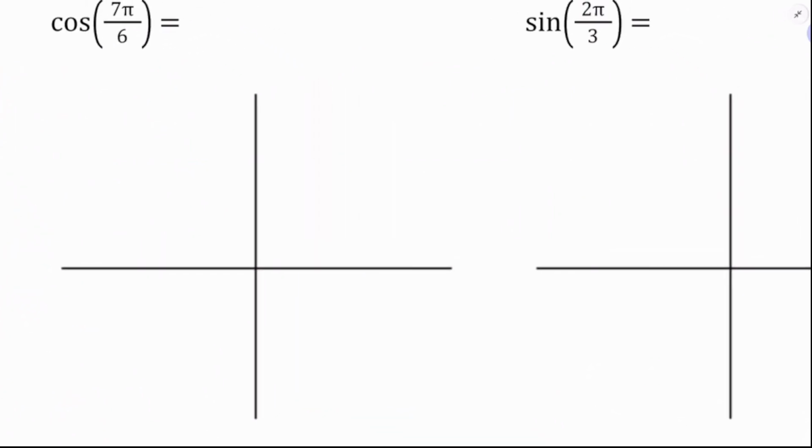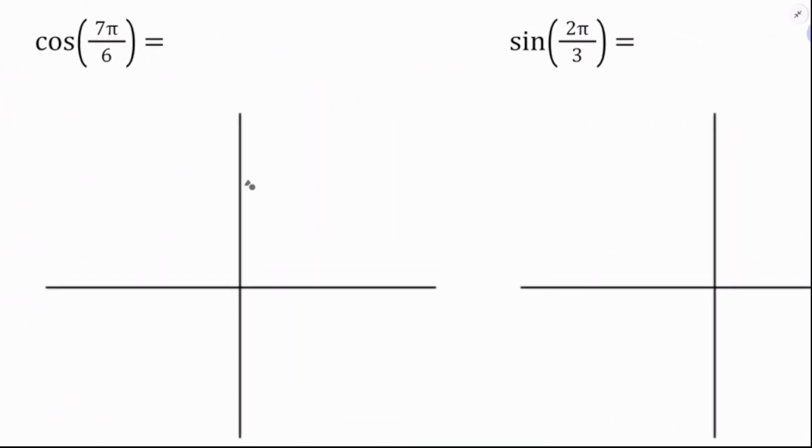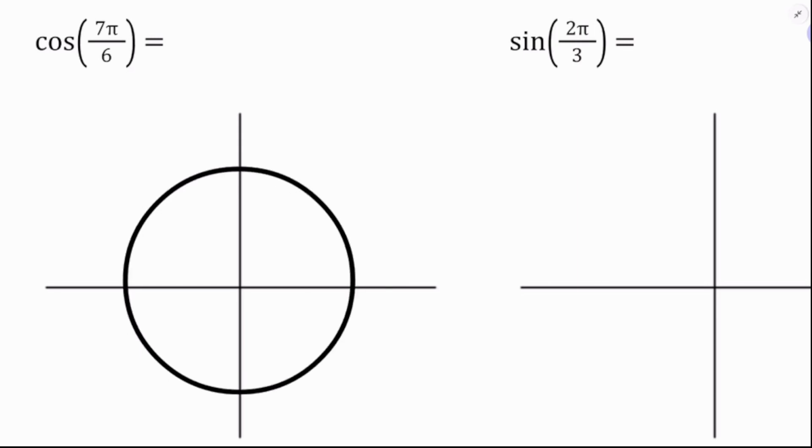Cosine of 7 pi over 6. 7 pi over 6 is a little bit bigger than pi. And so I'll draw myself a circle and say, all right, I'm going to pi plus an extra pi over 6. So that would be going to about there. And label the reference triangle. Hypotenuse is 1, short leg is a half, long leg is root 3 over 2. You check for things possibly being negative. I think both of these are going to be negative. And then cosine is adjacent over hypotenuse. That's negative root 3 over 2.